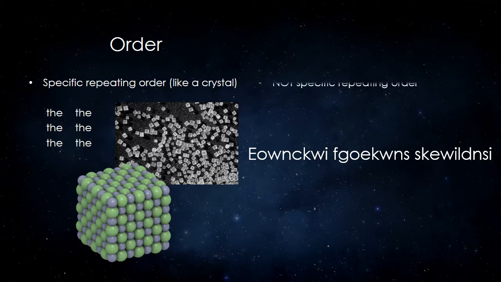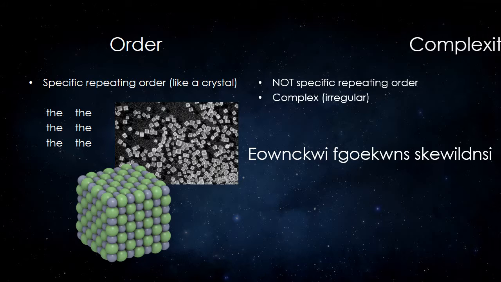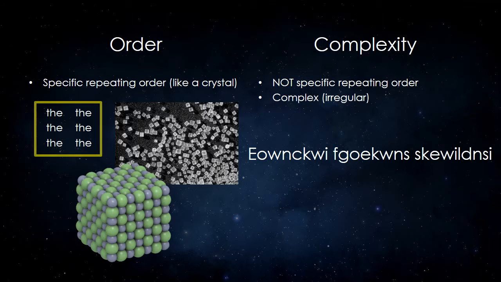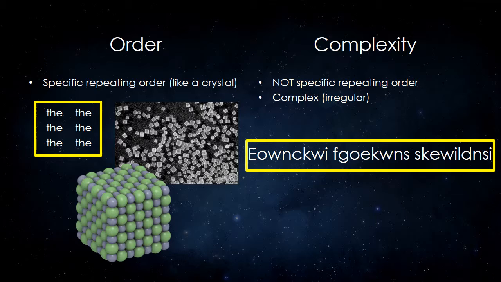In contrast, look at this series of letters. Instead of being an orderly repetition of a specific sequence, there is a complex and irregular collection of letters. Notice that neither the orderly repetition nor the irregularly complex sequence of letters says anything meaningful.